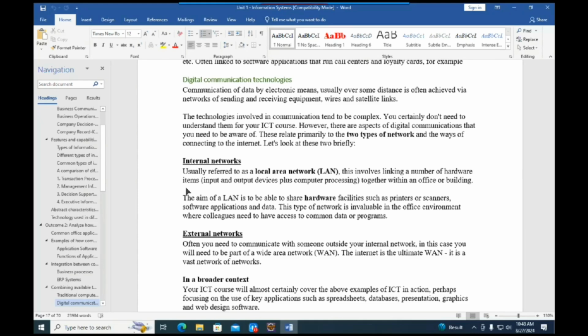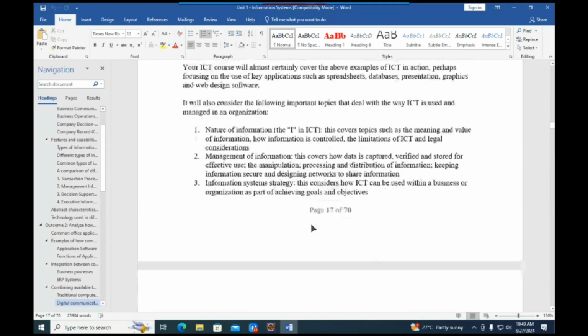Okay. Then you have the external network. Now the external network comes in because as an organization, you will need to communicate to the outside world. So you will need the external network. So you will have to be part of a wide area network. And when we talk about a wide area network, then of course the internet comes in as the ultimate wide area network, because we say it is a network of networks.